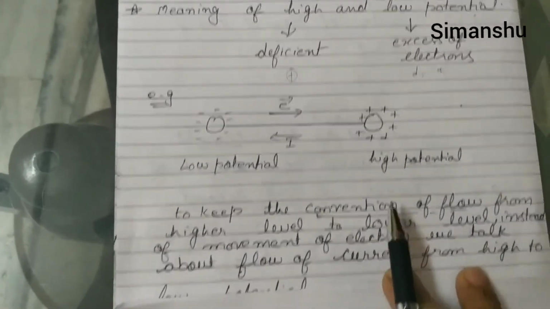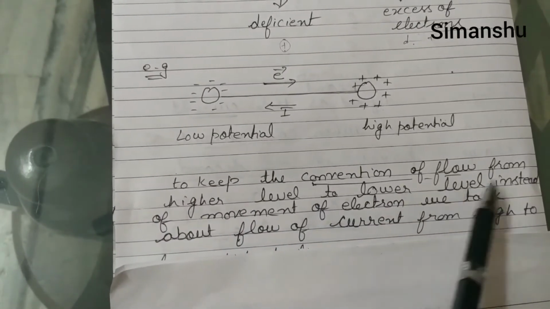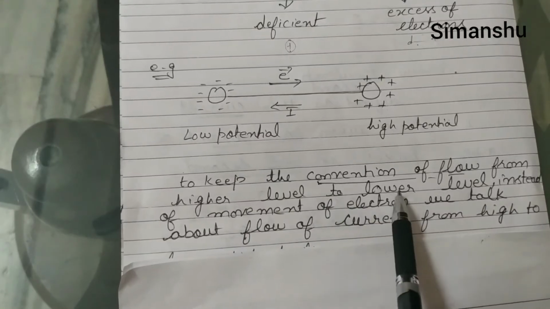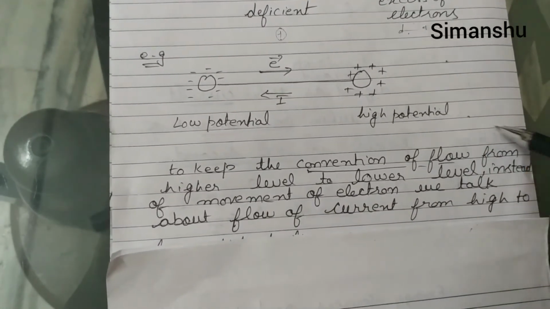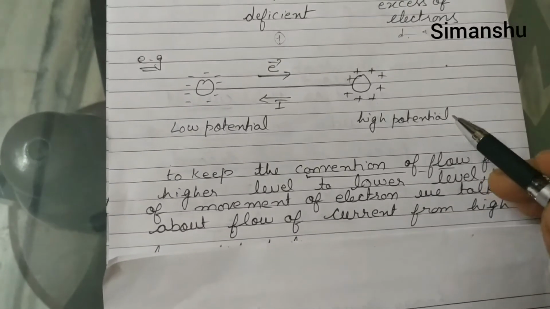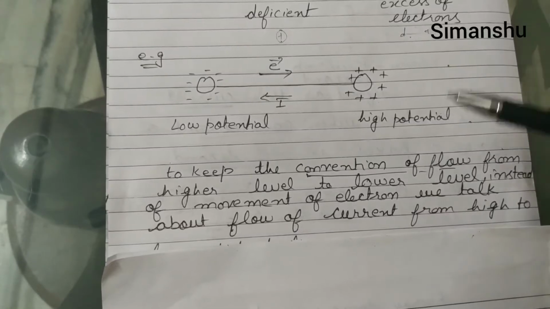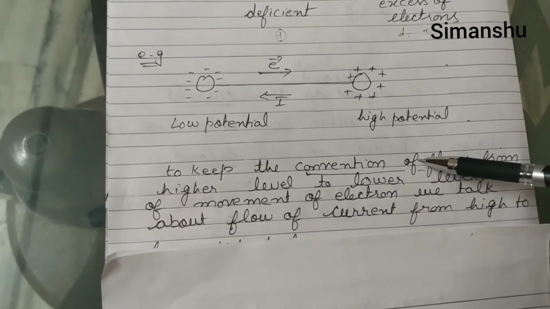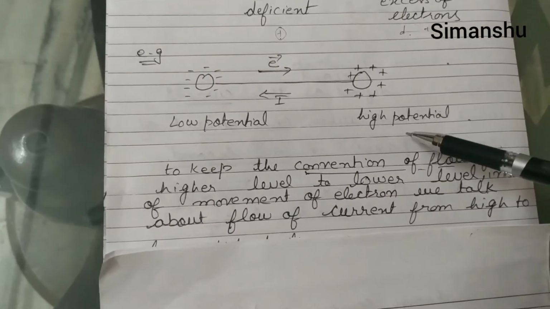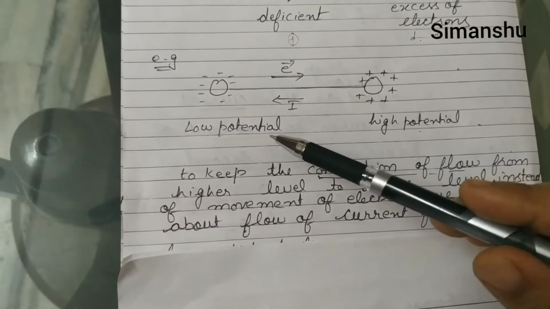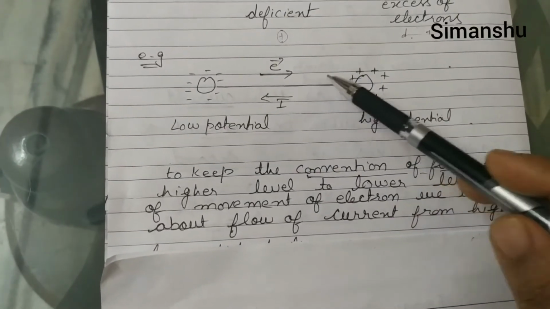Then they said that, to keep the convention of flow from higher level to lower level, as I described earlier, water flows from high level to low level and temperature flows from high to low. Similarly, if we have to follow that convention while dealing with flow of current, it flows from high potential to low potential. We are not talking about flow of electrons in this case.